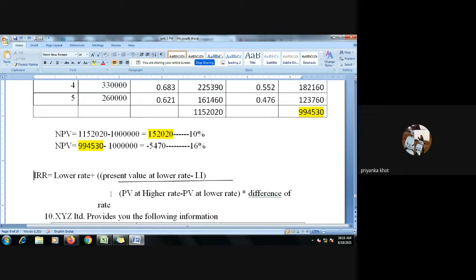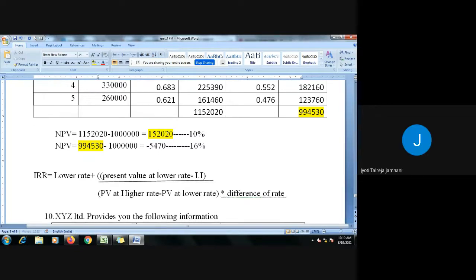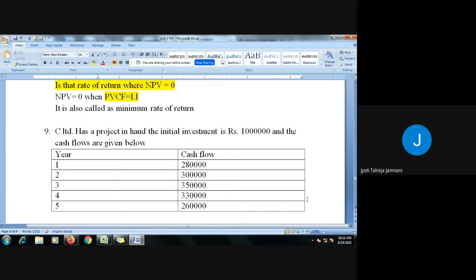Any doubts? Yes, ma'am. I'm not getting from where we have taken this 10 lakh in NPV. It is initial investment, no? Given in the question here, if you can see, C Limited has a project in hand. The initial investment is rupees 10 lakh and the cash flows are given below.